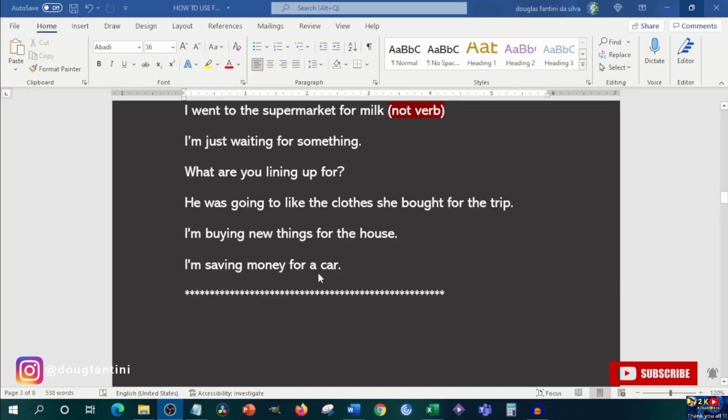I'm saving money for a car. Why are you saving money? I am saving money for this purpose, for me to buy a car. So this is the reason. Use "for" in these cases.